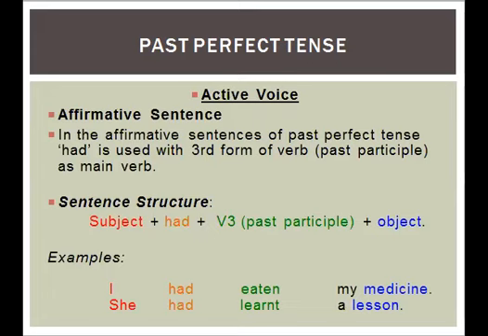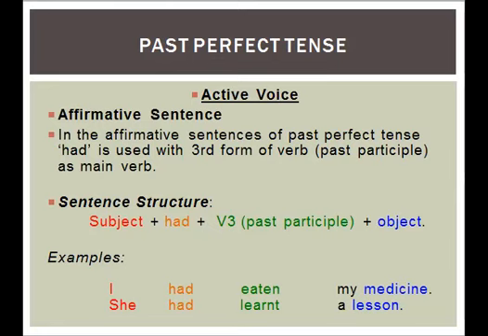Affirmative sentence. In the affirmative sentence, sentences of past perfect tense, had is used with the third form of the verb, which is also called the past participle form of the verb, as the main verb. The sentence structure looks something like this. You have the subject, then you add had, and then the verb's third form, which is also called the past participle form, and finally the object.